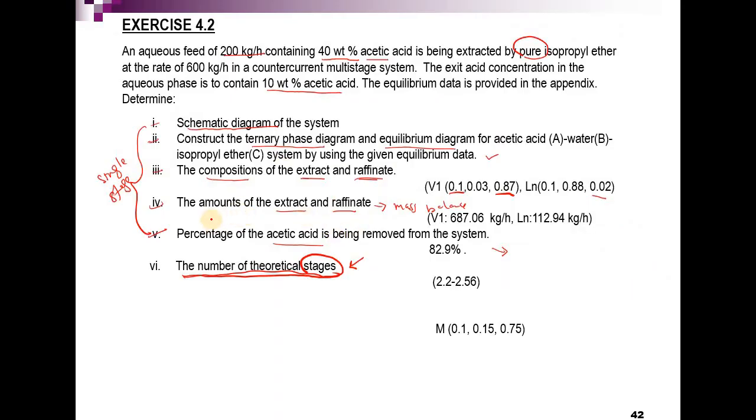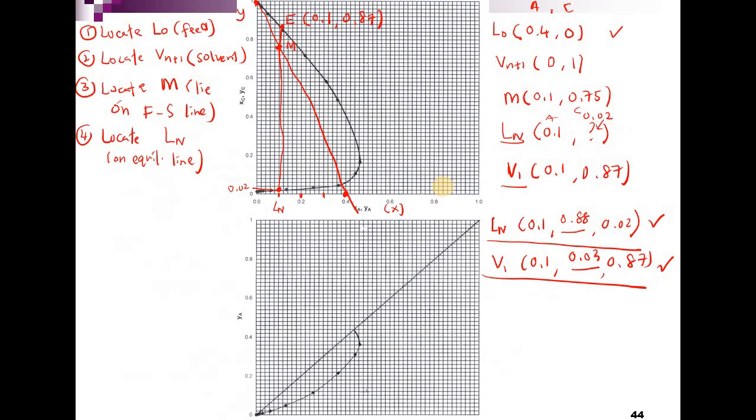Next, you need to calculate the amount of extract and raffinate. When we talk about amounts, it is referring to the flow rate, the flow rate of extract and raffinate in kilogram per hour. So this is the composition, and we want to know the flow rate. Simply, you can use the material balance.